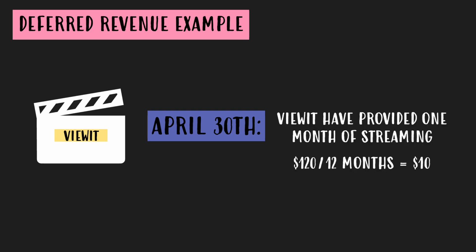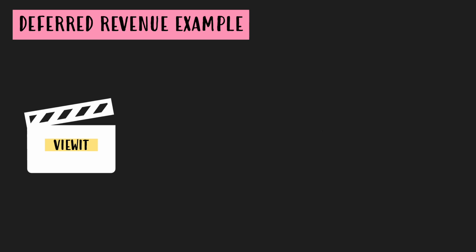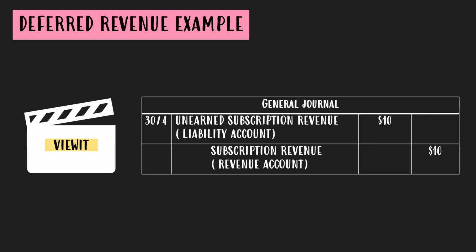To show that Zeaiter has provided a portion of their service to the customer, an adjusting entry must be made. To adjust their journal entries for the 1 month of revenue earned, Zeaiter debits their unearned subscription revenue account and credits their subscription revenue account by an amount of $10. This adjusting entry records the portion of Zeaiter's revenue that has now been earned from providing their service.